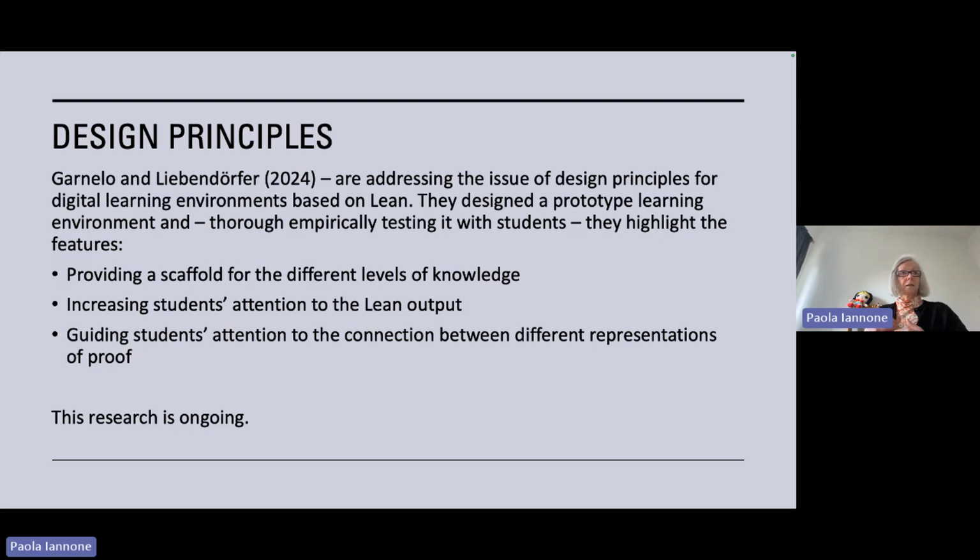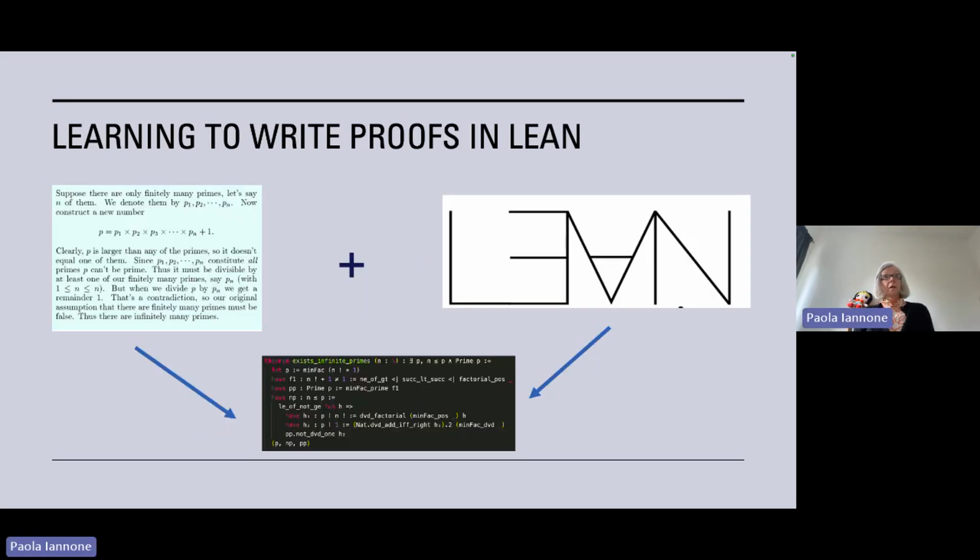The ideas that came are that the learning environment needs to provide a scaffold for the different levels of knowledge, needs to increase students' attention to the Lean outputs, and needs to guide students' attention to the connection between different representations of a proof. This is because one thing is the proof written in Lean, and another is a proof written on pen and paper. This research is ongoing, and I'm looking forward to learning more about what Irene is doing at the INDROM conference in June this year.